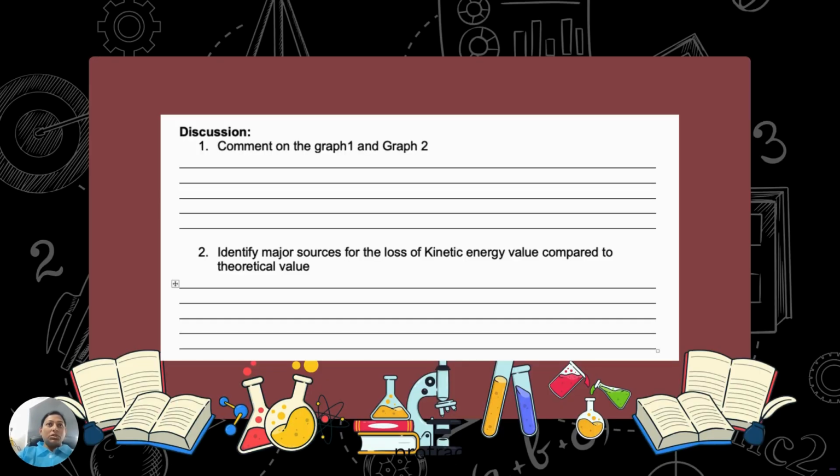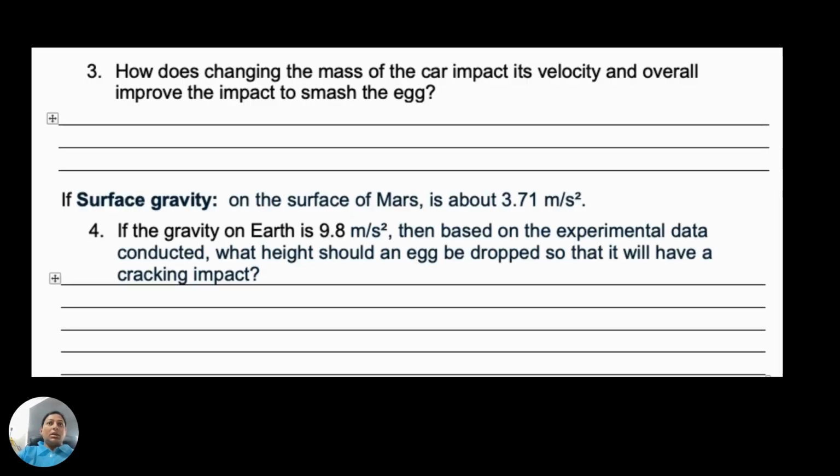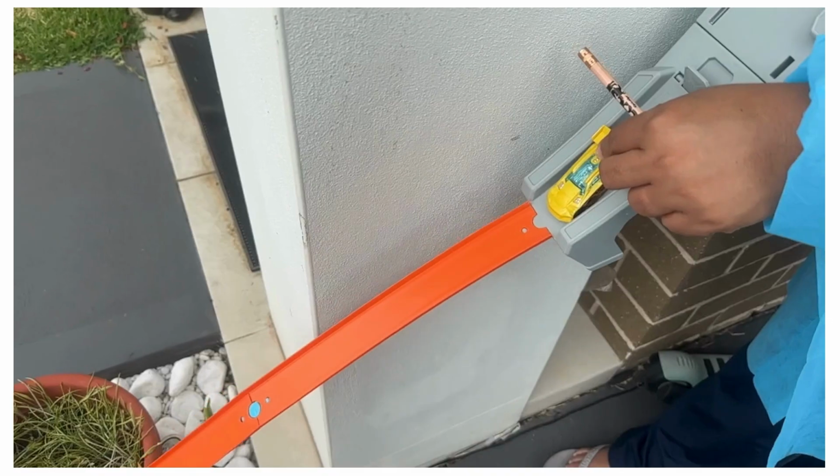And for the discussion questions, please make sure that you comment on graph one and graph two, identify major sources of loss of kinetic energy, and write about it. And then these are the two extension questions where you have to recalculate. My favorite one would be this one: what if you are trying to crack this egg on planet Mars? How would that change? All right. Because g is now 3.71. So discuss at your table, and this would be a fun experiment for you to proceed. Go.